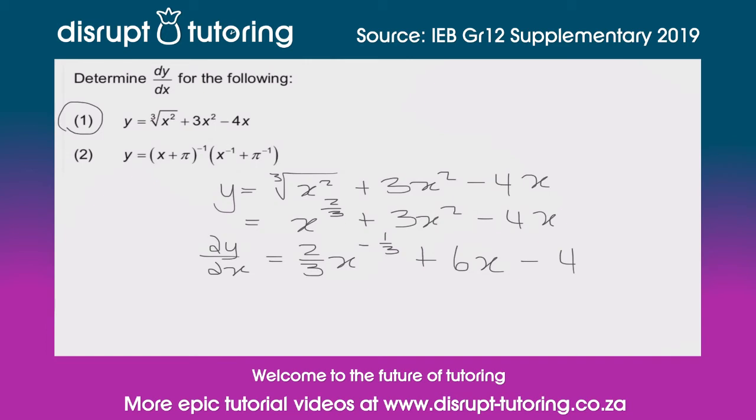I don't like leaving these negative exponents. So what I'm going to suggest we do is we're going to drop the x below. So that's going to give us 2 over 3 times the cube root of x, plus 6x minus 4. And that looks a whole lot neater and easier to work with than the negative 1 over 3.